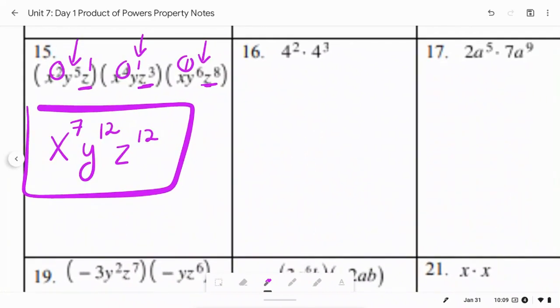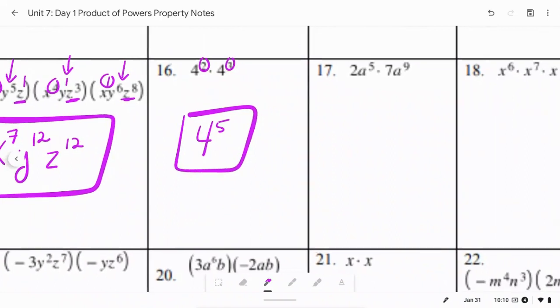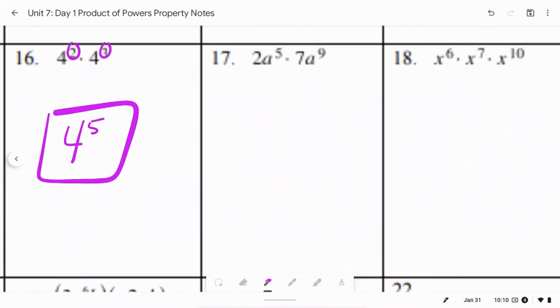Okay, now example 16 is very similar to example 9, and the reason it's on here twice is it's one of the most missed questions on the quiz and the test for this unit. Notice that the exponents are attached to the 4's, so therefore the 4's are bases. So we do not multiply the 4's, we just add their exponents to get 4 to the 5th power. Next one, number 17, you're going to multiply the coefficients to get 14 and then add those exponents. So I get a to the 14th power.